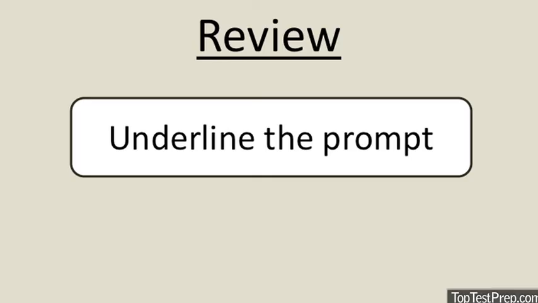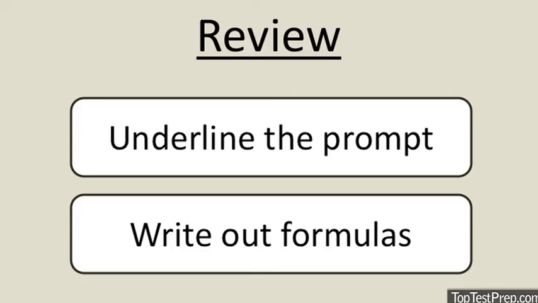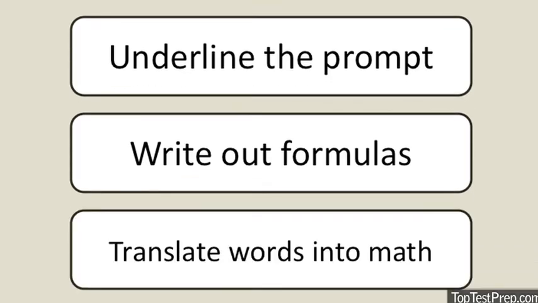To review, after reading an SAT word problem, always underline the prompt to identify what you're being asked to find. Then, write out the formulas you think you may need. Finally, translate words into math and plug your values into those formulas. Then you can solve for whatever variable you've been asked to find.